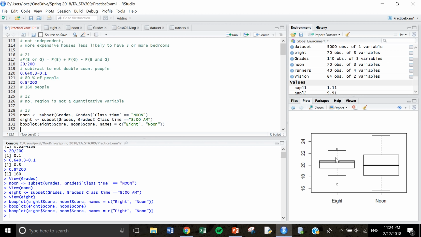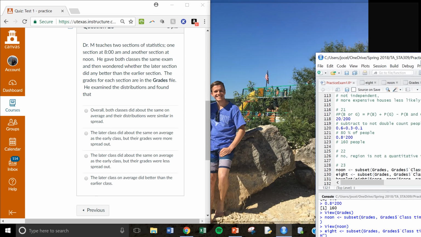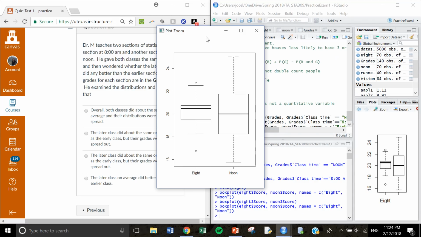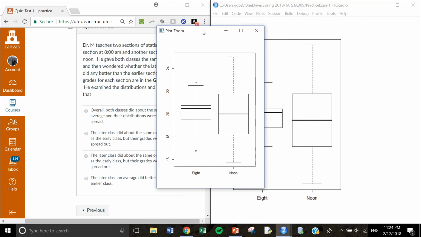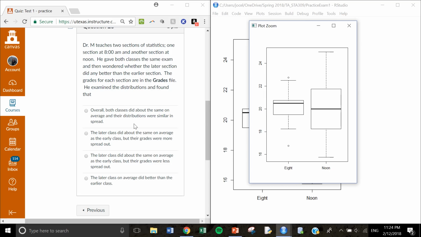So I have a box plot of the 8 a.m. class and a box plot of the noon. So let's go back to the question, and let's look at this box plot. The median is that black line. And it's about 20 for the noon class, and it's about maybe 20.5 or 20.4 for the 8 a.m. class. So they did about the same on average. That's a less than 1 point difference. So they did about the same on average.